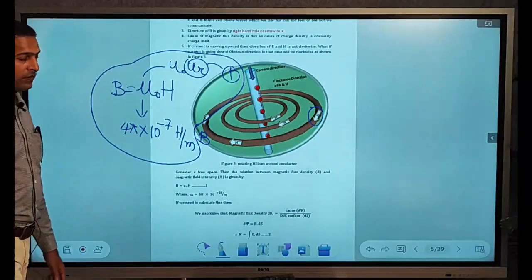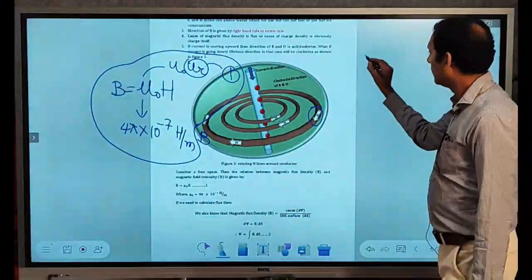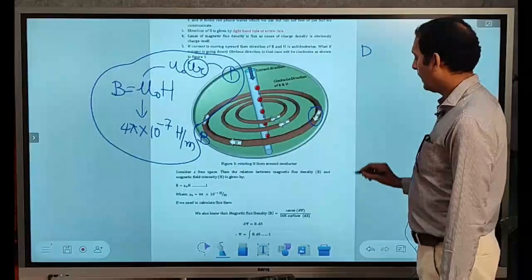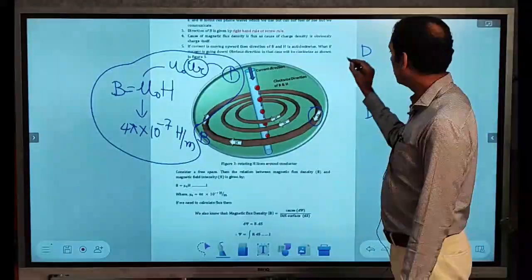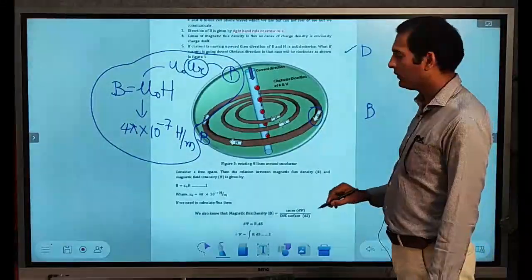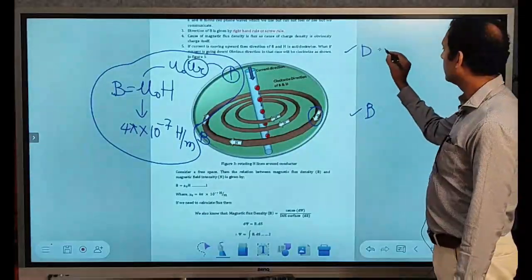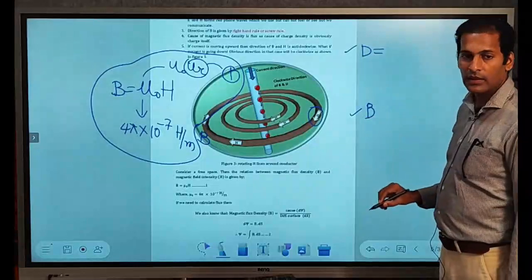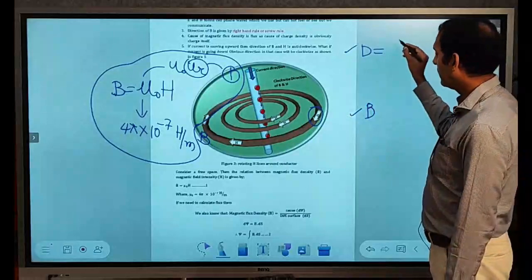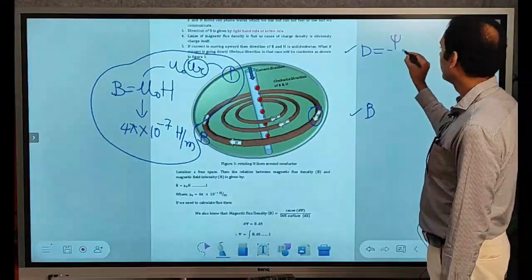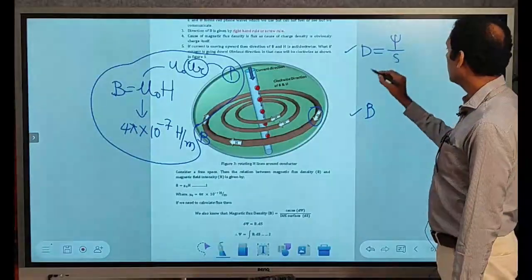Now one more parameter we will compare with Gauss law. Now D and B, both of them are densities, right? One is electric flux density, one is magnetic flux density. So for electric flux density, we can say who is creating the electric flux: some charges. Say we will represent the electric flux by psi, and it will have some surface area, say S.